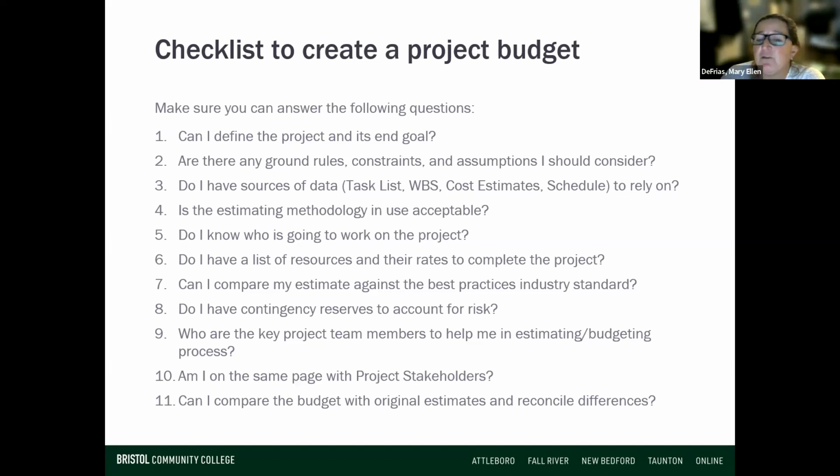Do you need anybody else to help you in estimating or budgeting? Are there other team members, or other people who can help you? Are you on the same page with project stakeholders? So if somebody has hired you to do a project for them or to commission art for them, are your costs and your ideas in line with what they want? And then as you go along, you want to compare your budget with your original estimates and reconcile, so that you should always have a true up of where you are against the original estimate and the actual budget.